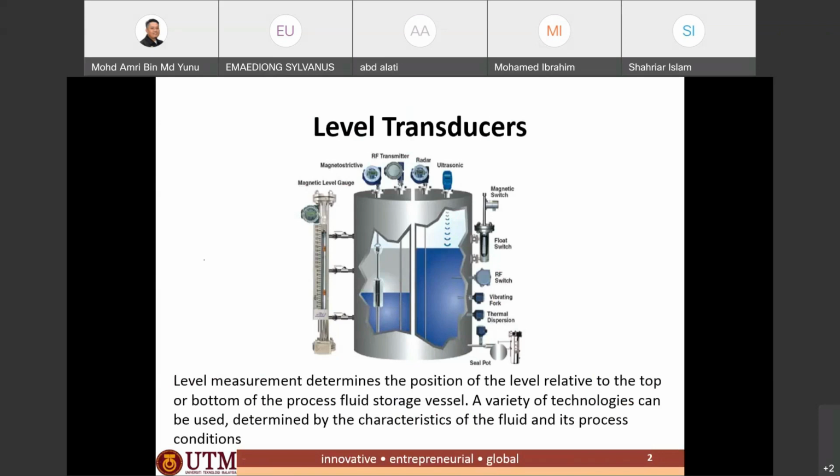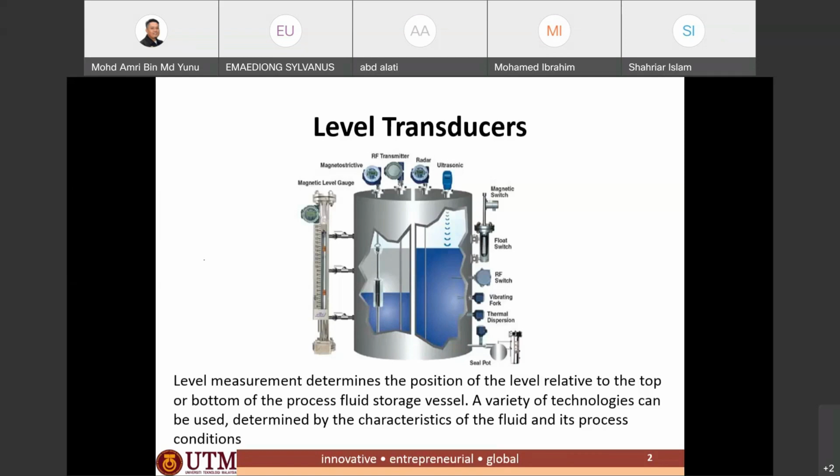And then if we know the total height of our vessel, we can estimate the actual height of our material inside the vessel or tank. There are many technologies that can be used, and the technology will be based on the characteristic of the material or the fluids inside the vessel.